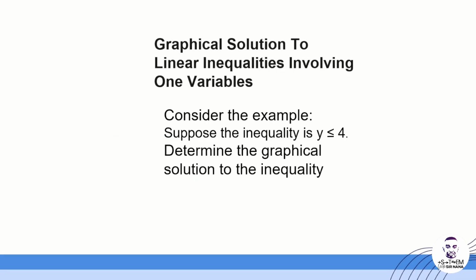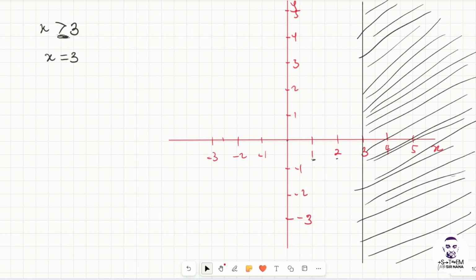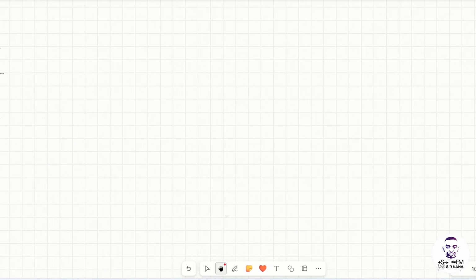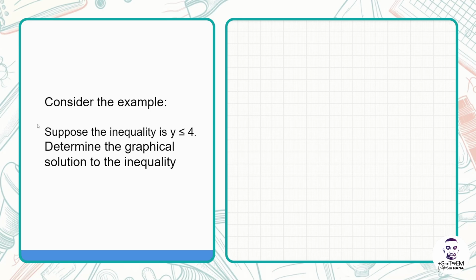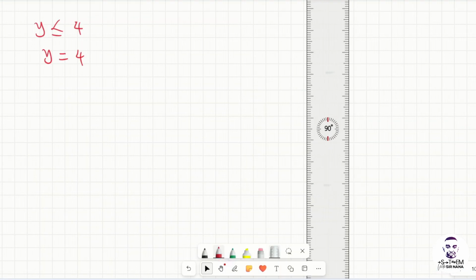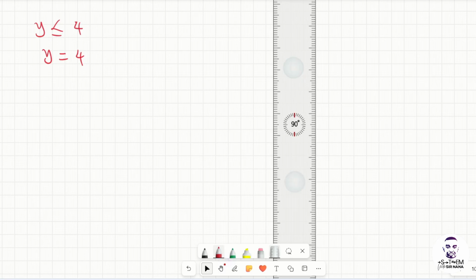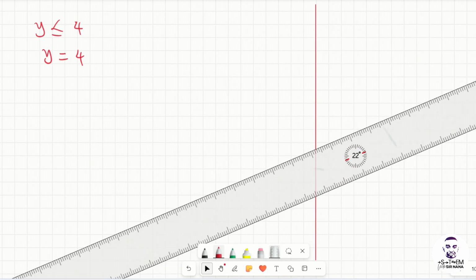Now let's consider another one. Consider the example. Suppose the inequality is y is less than or equal to 4. Determine the graphical solution to the inequality. So we are considering y less than or equal to 4. So we write it as y is equal to 4, and then we plot the graph of y is equal to 4 and determine which part of the graph forms the solution to the inequality.